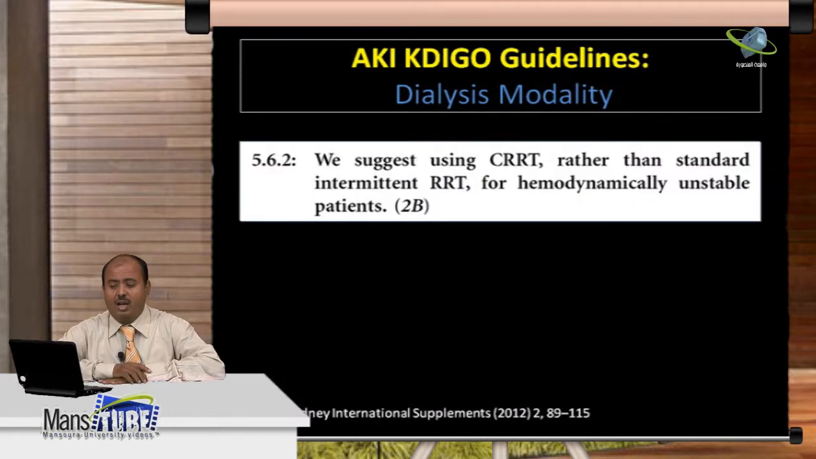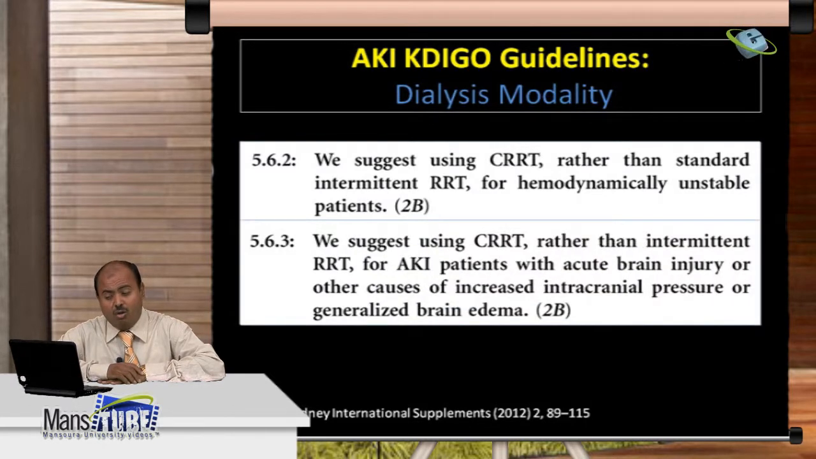Regarding the dialysis modality, they suggested using CRRT, continuous renal replacement therapy, rather than standard intermittent renal replacement therapy for hemodynamically unstable patients, as I mentioned before. They also suggested using CRRT rather than intermittent RRT for acute kidney injury patients with acute brain injury or other causes of increased intracranial pressure or generalized brain edema.